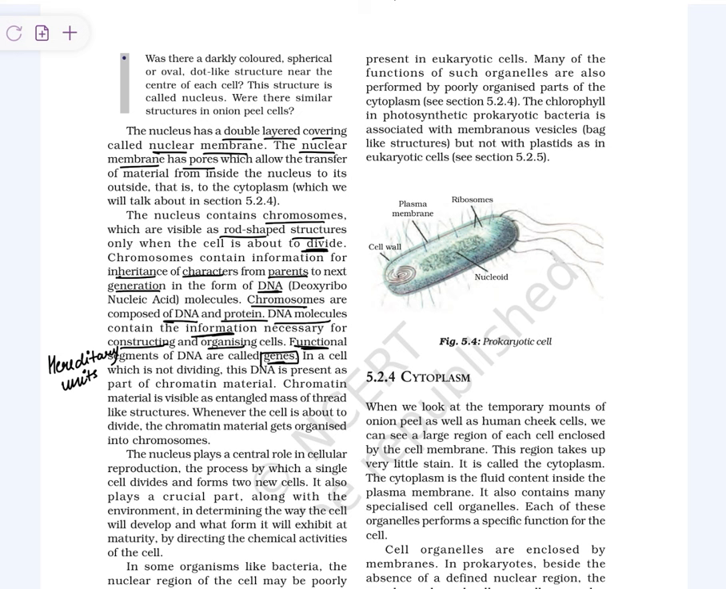So now in a cell which is not dividing, DNA is present in the form of chromatin. Just I told you that they are visible as entangled mass of thread. And when the cell is about to divide, chromatin materials gets organized into chromosomes. These chromatin material gets condensed into chromosomes. और जब cell divide हो जाता है then decondensation occurs और जो chromosomes है वो again chromatin material में convert हो जाते हैं.